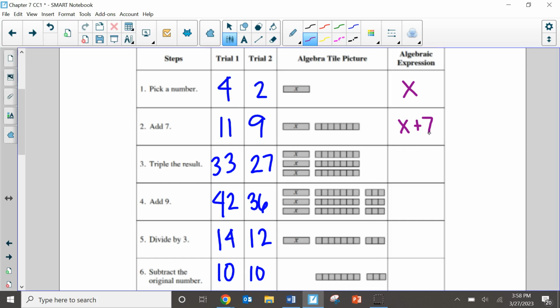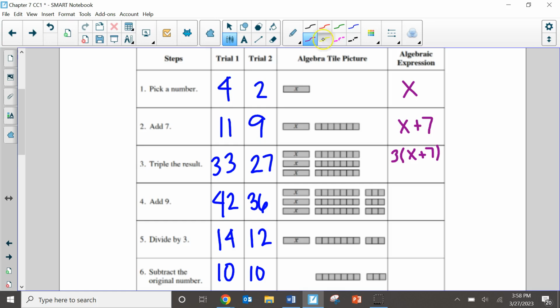Then it says triple the result. So I'm multiplying by 3, but I'm multiplying that whole thing, that whole x plus 7, by 3. So I'm going to write it like this. Because of order of operations, I'm going to have to do what's inside those parentheses first, then multiply it by 3. And that makes sense because if I look at the order in which this trick is going, I had to do x plus 7, and then I multiplied it by 3.